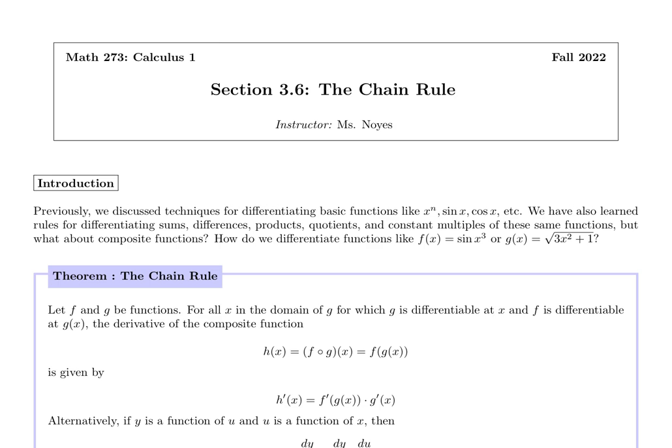For instance, how do we differentiate functions like sine of x cubed? Or g of x is equal to the square root of 3x squared plus 1. For this, we need another approach. We need a way to figure out how we're going to differentiate composite functions. And that's where the chain rule comes in.